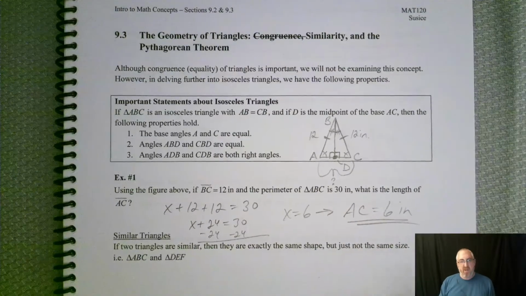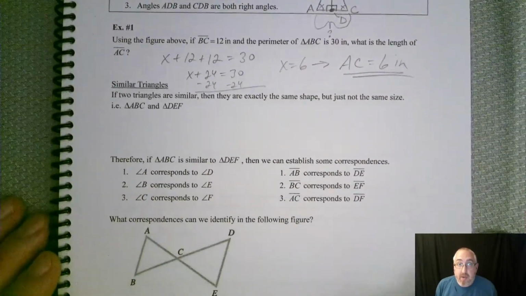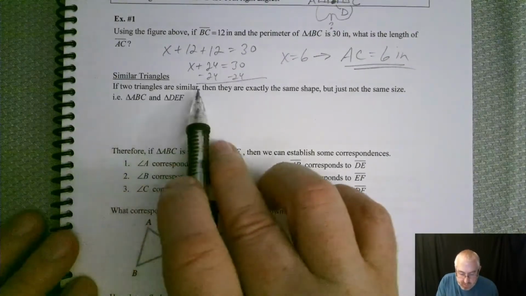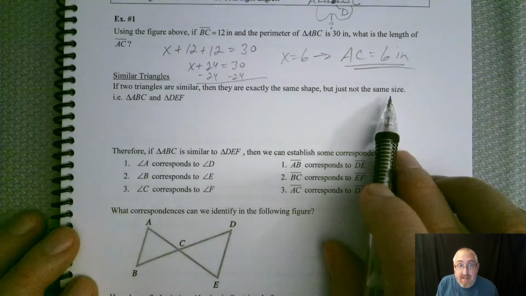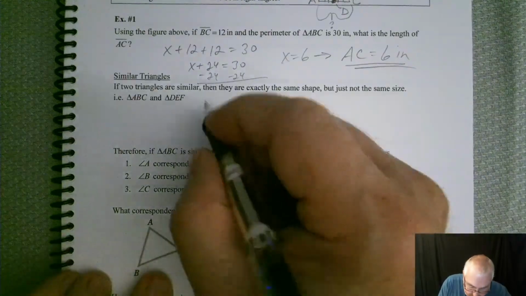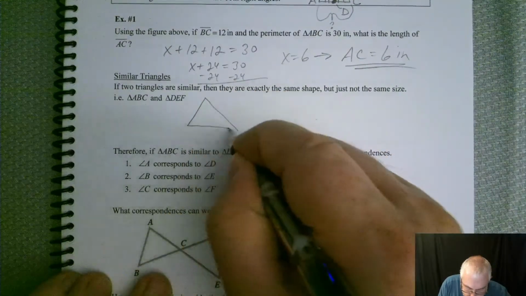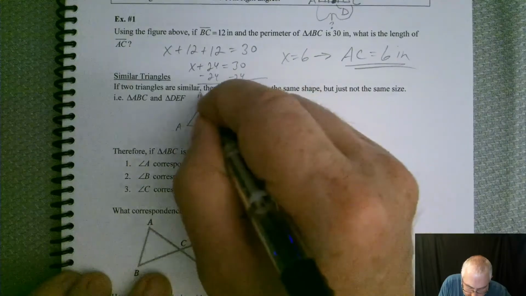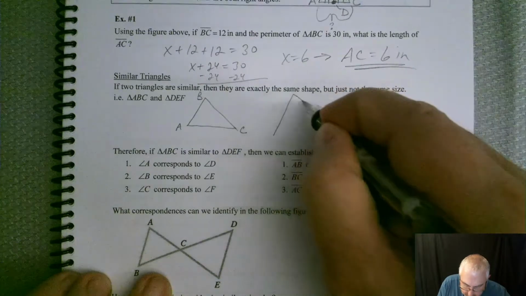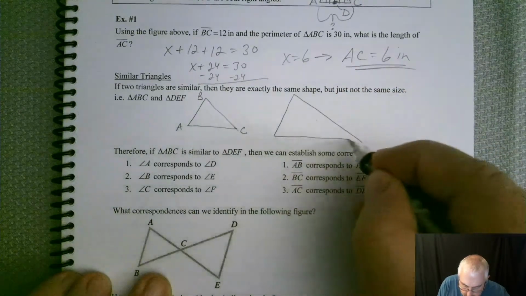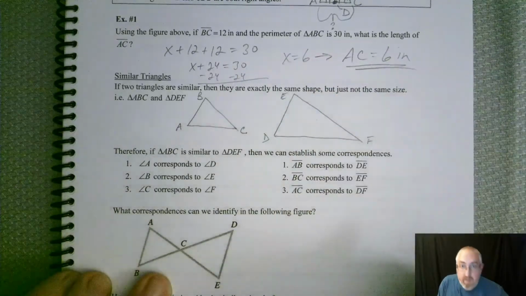All right, not much to that stuff, right? Okay, let's get to something more interesting. Similar triangles. If two triangles are similar, then they are exactly the same shape, but just not the same size. So if I have one triangle that looks like this, and it's A, B, C, and I got one that's just a little bit bigger, and that's D, E, F.